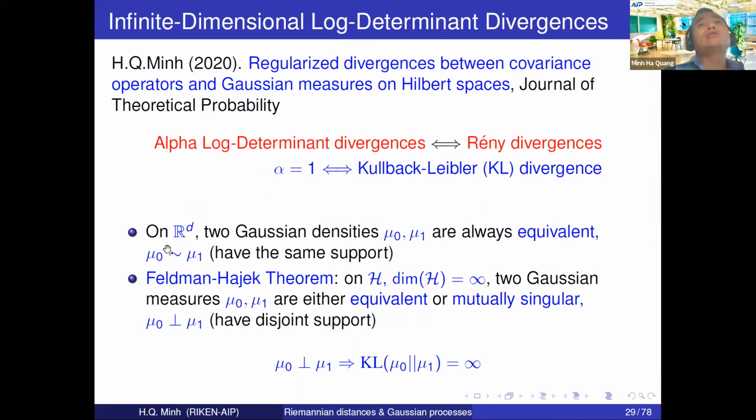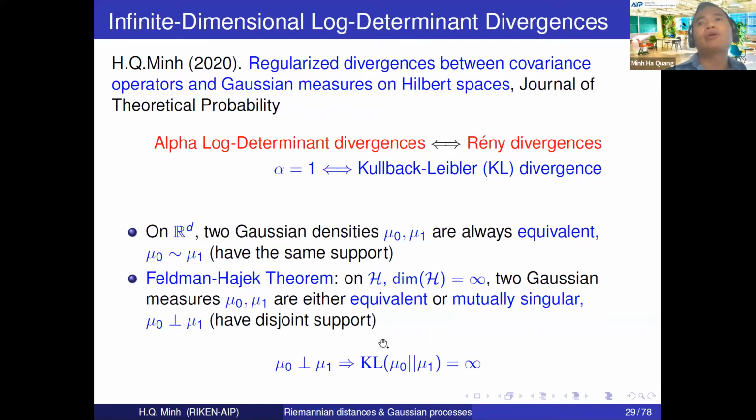Now on R^d, two Gaussian densities are always equivalent, so they have the same support. If the dimension is infinite, on a Hilbert space, two Gaussian measures are either equivalent or mutually singular, so they have disjoint support. This is the famous Feldman-Hajek theorem. And if they have disjoint support, then the KL divergence is equal to infinity. So it is very different from the finite dimensional setting, where we have a closed-form formula and the KL divergence between two Gaussian densities is always finite.